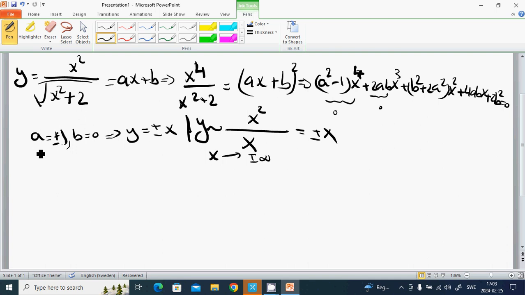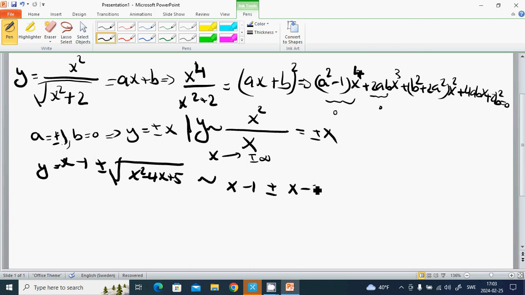Another example is y equals x minus 1 plus minus the square root of x² minus 4x plus 5. It is corresponded by x minus 1 plus minus x minus 2, which is 2x minus 3, and the other one is 1. Then we have one linear asymptote and one horizontal asymptote.